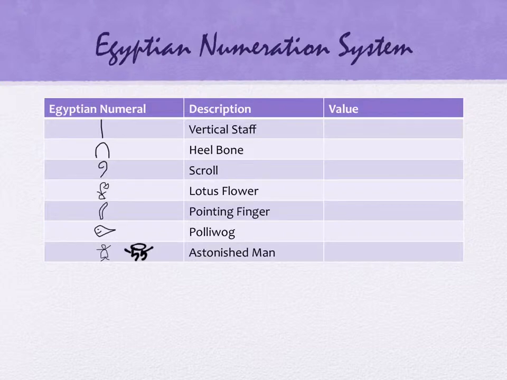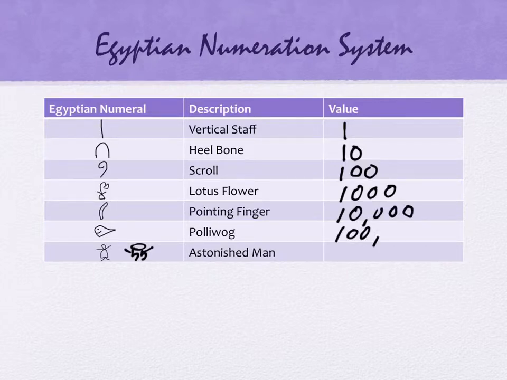So let me tell you how much each of them is worth, what their value is. A vertical staff is worth 1. A heel bone is worth 10. A scroll is worth 100. So what do you suppose the lotus flower is worth? 1,000. The pointing finger? 10,000. The pollywog? 100,000. And the astonished man? 1 million. And I think that he's just excited that he's worth $1 million.